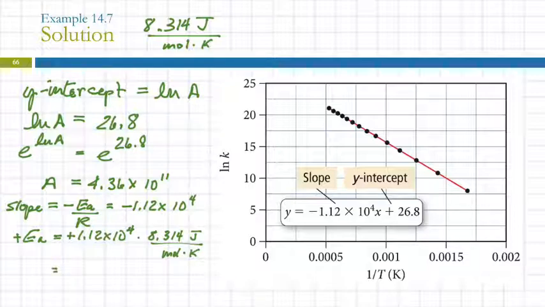So we get this 1.12 E4 times 8.314 equals, calculator's giving me 93116.8.